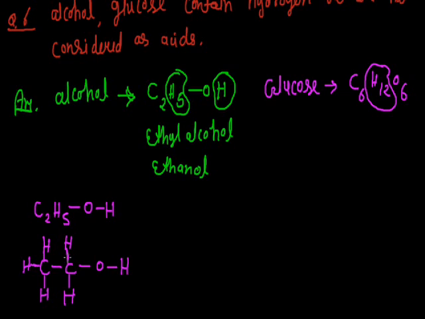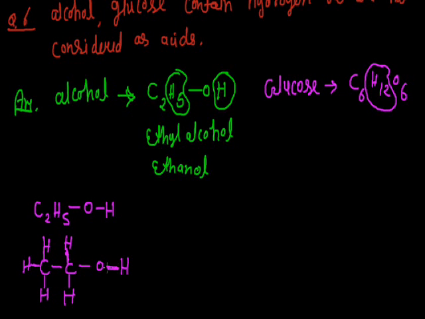So in these 5 CH bonds, the bond pair remains between carbon and hydrogen. So in the case of these 5 hydrogen, the bond is not easily broken. But we are discussing this OH bond. Here there is a sufficient EN difference between oxygen and hydrogen. And we know that the EN of oxygen is much more than hydrogen.